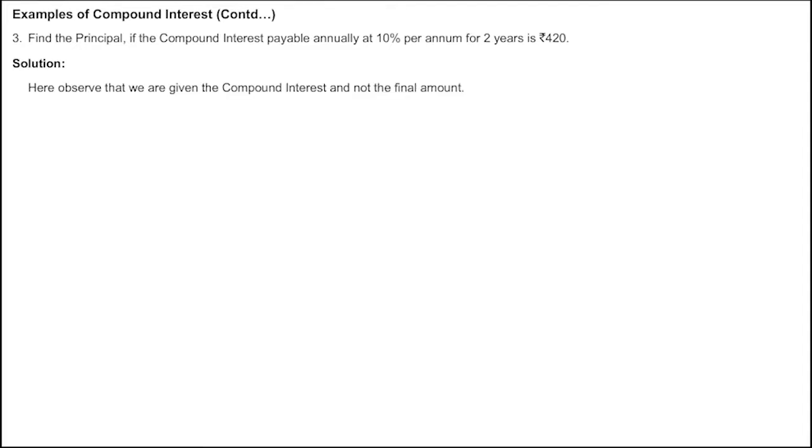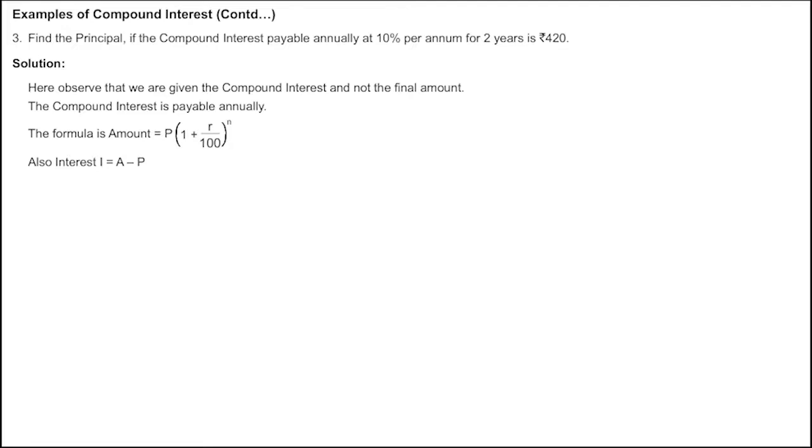So, what are we given here? What does 420 represent? It represents the compound interest and it is not the amount. Since the compound interest is payable annually, the formula that we are going to use is amount is equal to P into (1 + R/100) whole raised to the power n. And we know that the formula for interest is A minus P, that is amount minus principal.